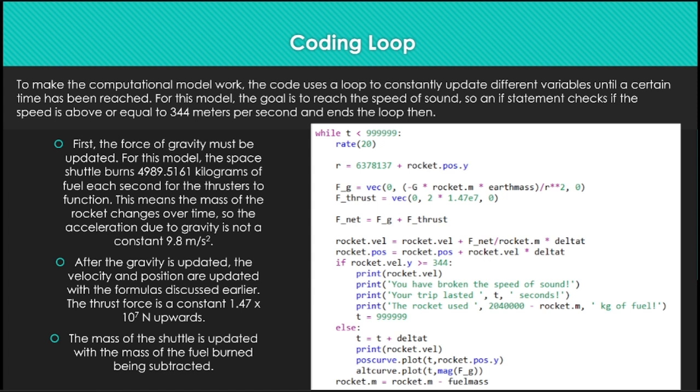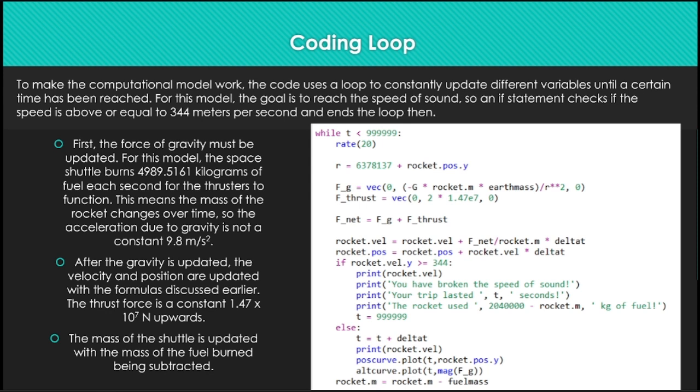To make the computational model work, the code uses a loop to constantly update different variables until a certain time has been reached. For this model, the goal is to reach the speed of sound, so an if statement checks if the speed is above or equal to 344 meters per second and ends the loop then. First, the force of gravity must be updated.